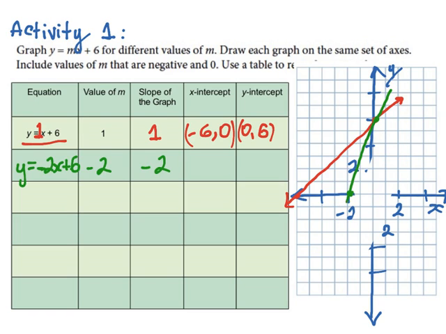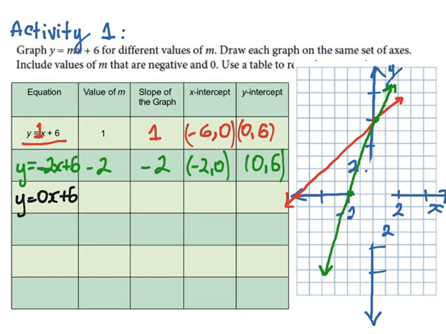And it looks something like this. So the x-intercept is now at negative 2 and 0. Our y-intercept is 0 and 6. And we'll have one more equation.